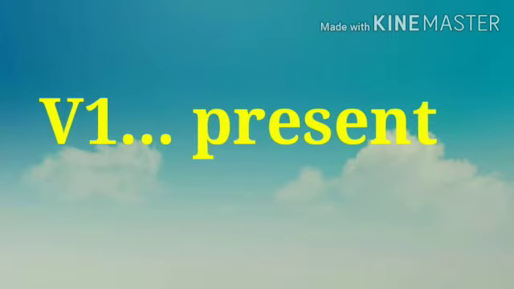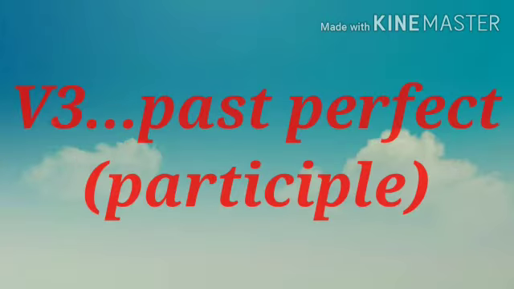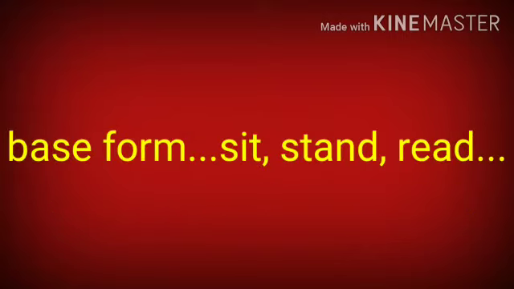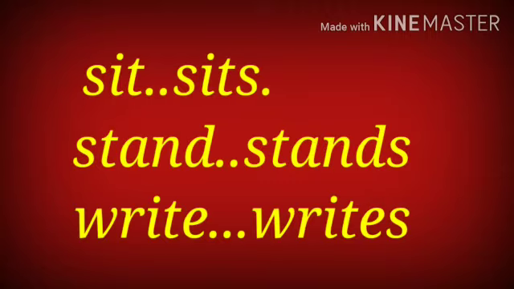Verbs have three forms. V1 is present form, V2 past, V3 past perfect. Here, in the case of V1, if the subject is plural, we use the verb as such, the base form itself, V1 itself. But if the subject is singular, we add S or ES with the base form of the verb.